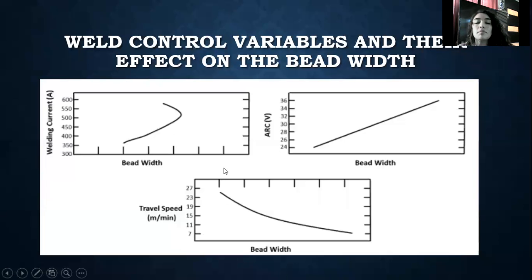Well, weld control variables and their effect on the bead width. If the weld current increases, the bead width increases, but it stops increasing and starts decreasing. If the arc voltage increases, the bead width increases also, as I explained. If the travel speed increases, the bead width decreases.